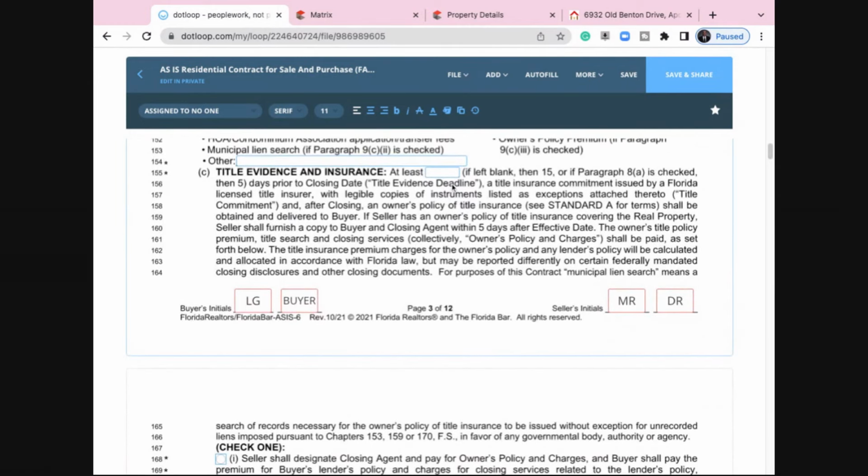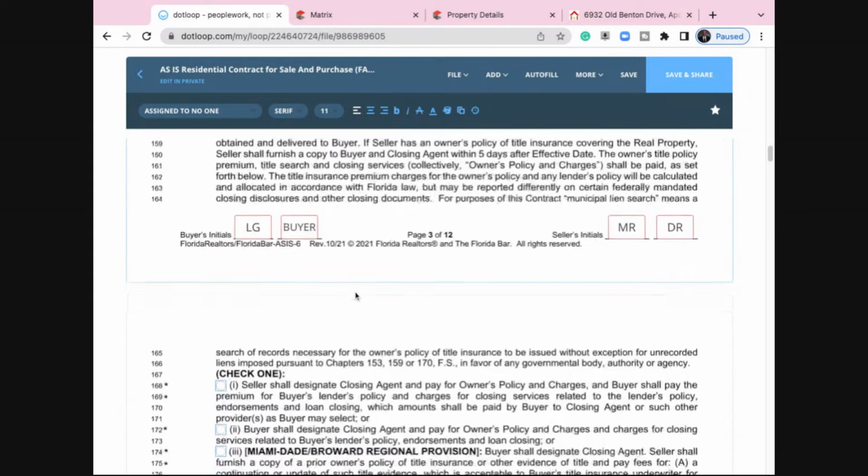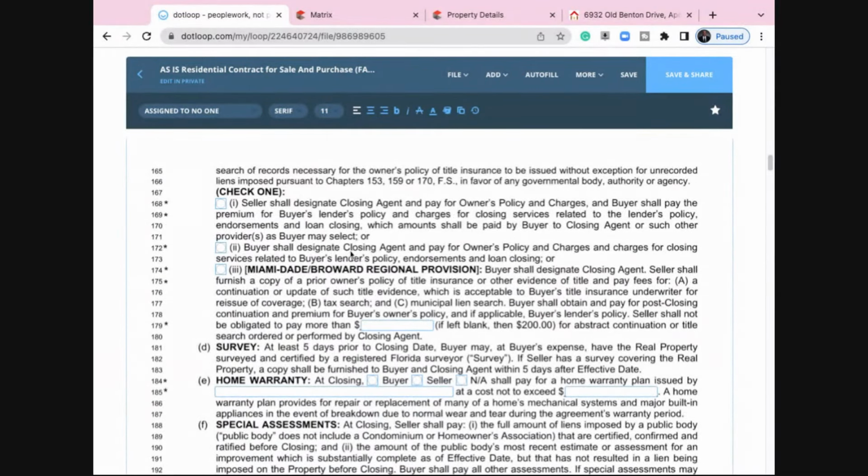So you can actually put in a different amount, but most people just leave that blank. Okay, coming down, now this is one where we actually do fill out. It says right here, I'm at line 168, the seller shall designate closing agent and pay for owner's policy and charges, and buyer shall pay for the premium for the buyer's lender's policy. This is the most common that's checked here, where the seller pays for the closing agent and the owner's title policy.